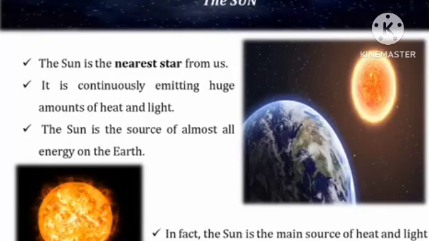Now let's discuss some of the members of the solar family. So the first one is the sun. The sun is the star at the center of the solar system and it is the nearest star from the earth. It continuously emits huge amounts of heat and light. It is actually a ball of gas which consists of about 92.1% of hydrogen and 7.8% of helium. Now the sun is the source of all energy on earth. And in fact, the sun is the main source of heat and light for all the planets.